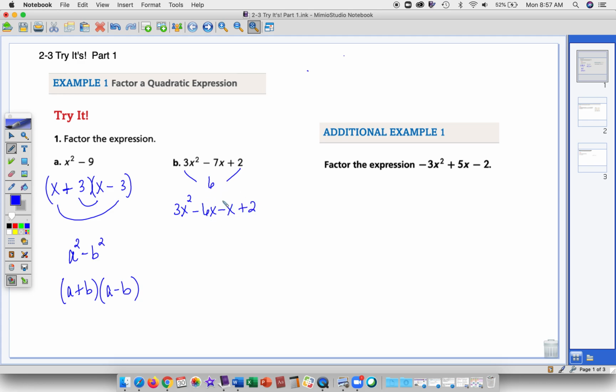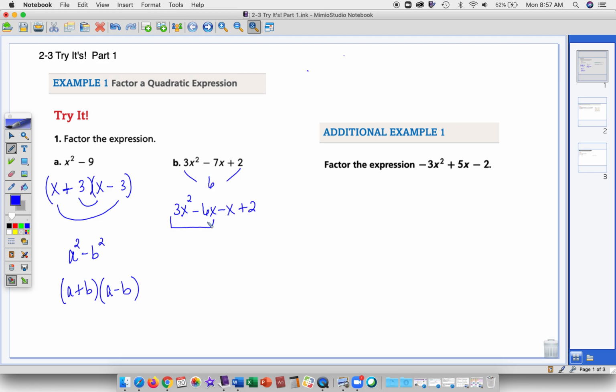So again, what I've done here is I've rewritten the minus 7x as minus 6x minus 1x. The negative 6 and negative 1 came from factors of 6 that would add up to negative 7. Now I can use my method of factoring by grouping to continue on.